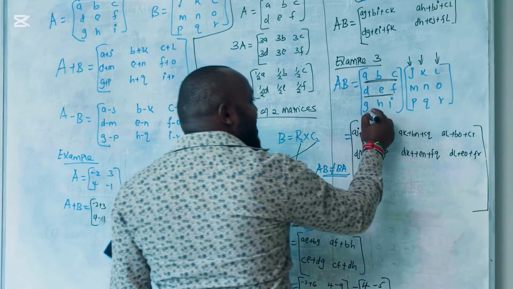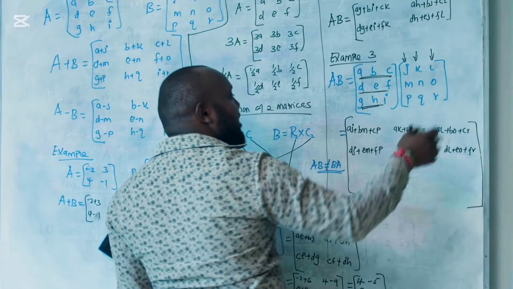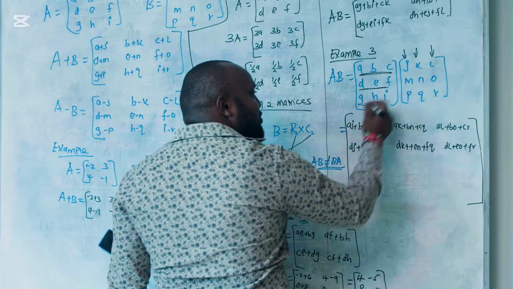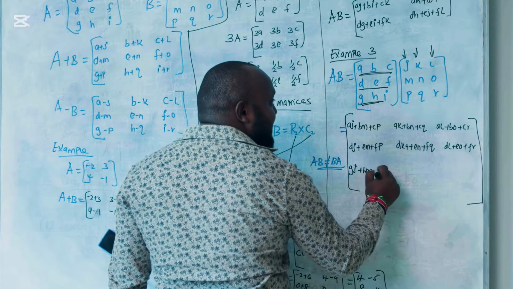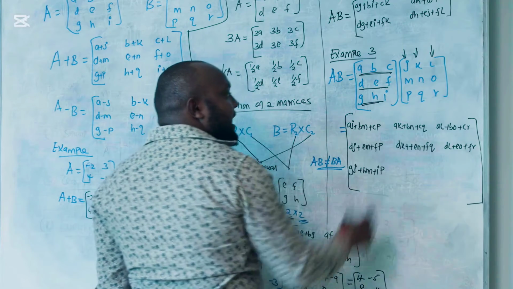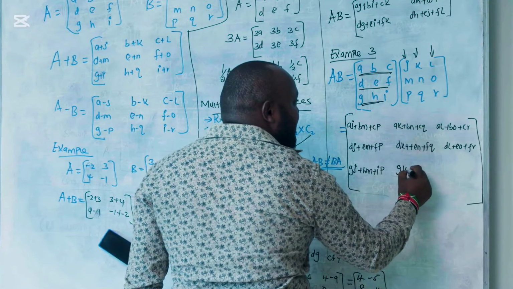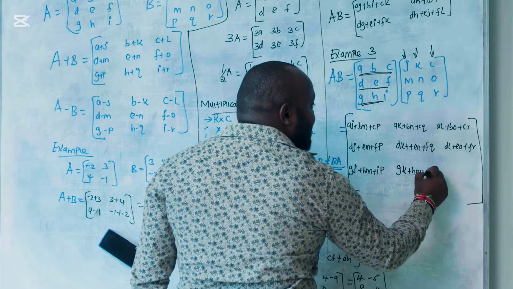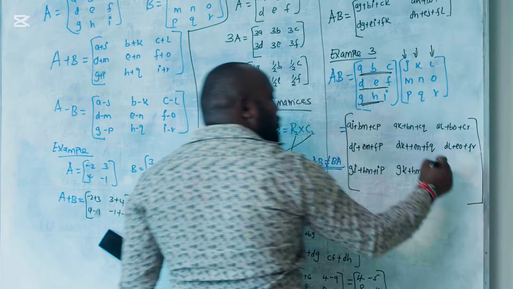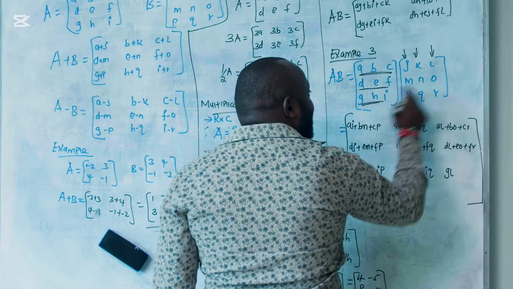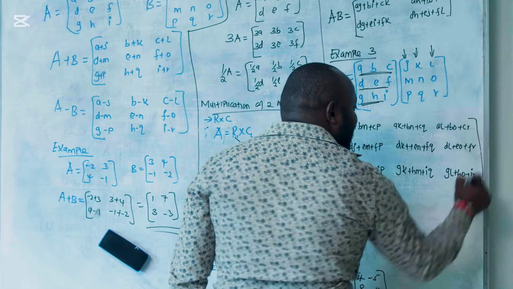So now the last one, we have to take the last row and multiply all three columns. But we start with the first column. So it will be GJ plus HM plus IP. Then you take this one, multiply the second column. So it will be GK plus HN plus IQ. And the same thing, we multiply the last column to get GL plus HO plus IR.